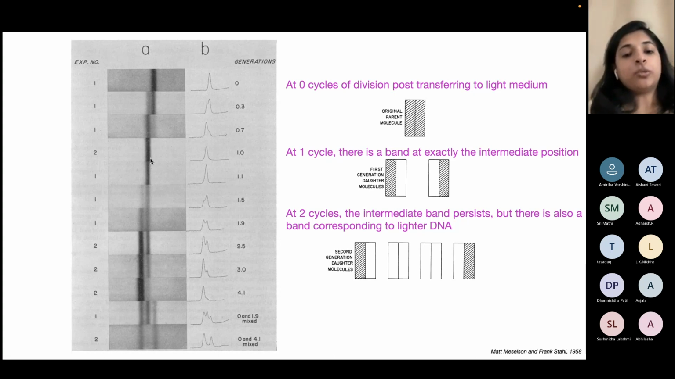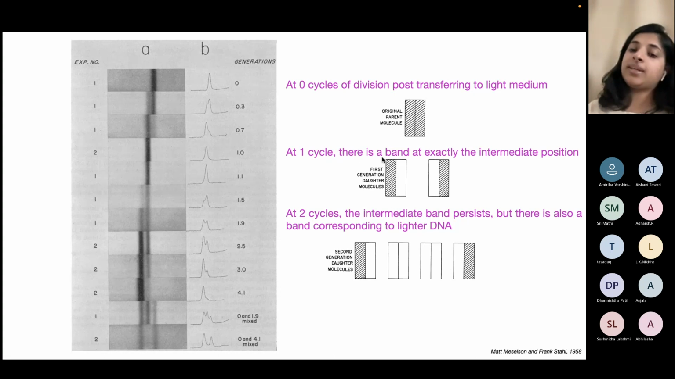Then they observe that subsequently, when the E. coli is further dividing, say at around the second generation, we can see that there is an equal band at the intermediate position and a band at the lighter position. However, the band at the heavier position is completely lost. Now, this is because at the second cycle, each of these daughter strands will again replicate in a semi-conservative manner.